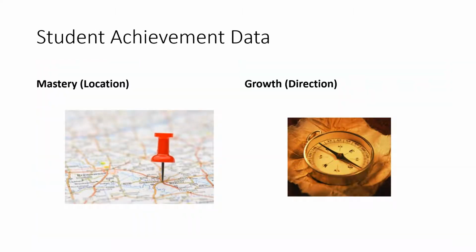Student achievement data is generally focused on providing information on two things. One is mastery, how well the student has mastered the particular concepts or learning objectives, and growth, how well that student has performed over time. Mastery provides a snapshot or a location of the student's ability levels at that particular time, and growth often gives us trends or longitudinal data on the direction that the student is heading.